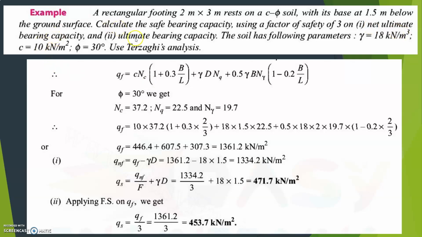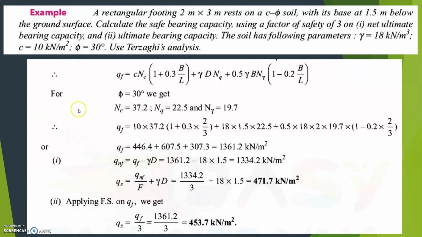Now we have to calculate for ultimate bearing capacity. That is nothing but just divided by factor of safety. That's it. Okay, so ultimate bearing capacity, that is this value 1361.2, divided by factor of safety, that is divided by 3, we will get 453.7 kilonewton per meter square. Very simple. Just you have to calculate safe bearing capacity for the two conditions. First condition is net ultimate bearing capacity and second condition is for ultimate bearing capacity. So just divide whatever value you get by the factor of safety.